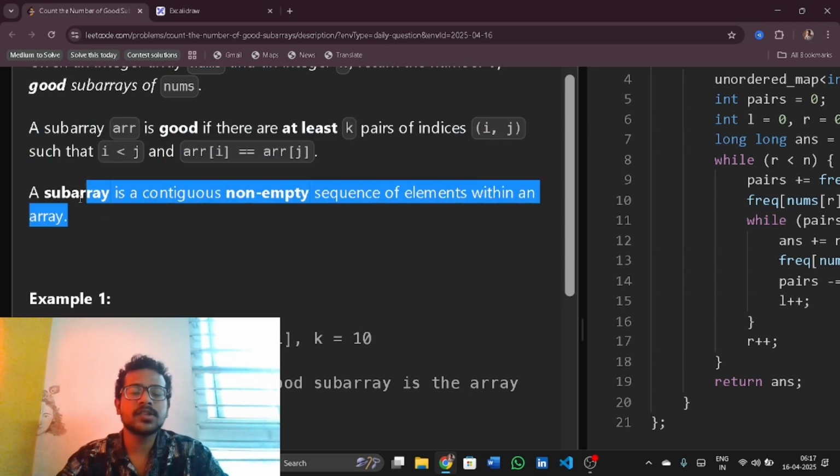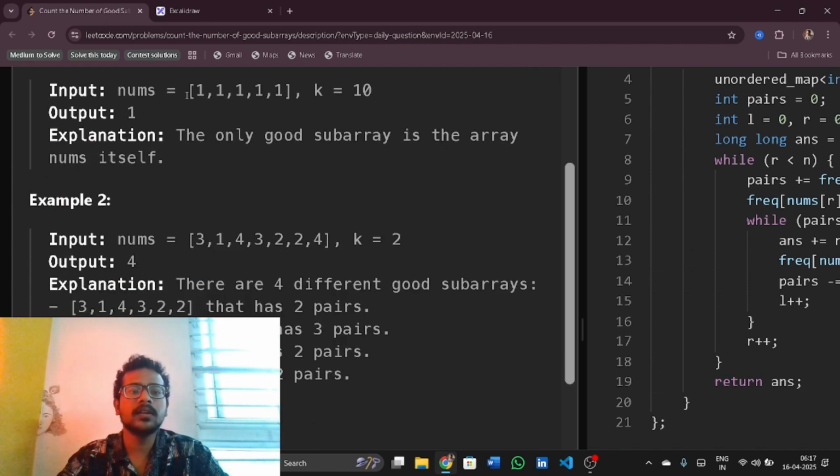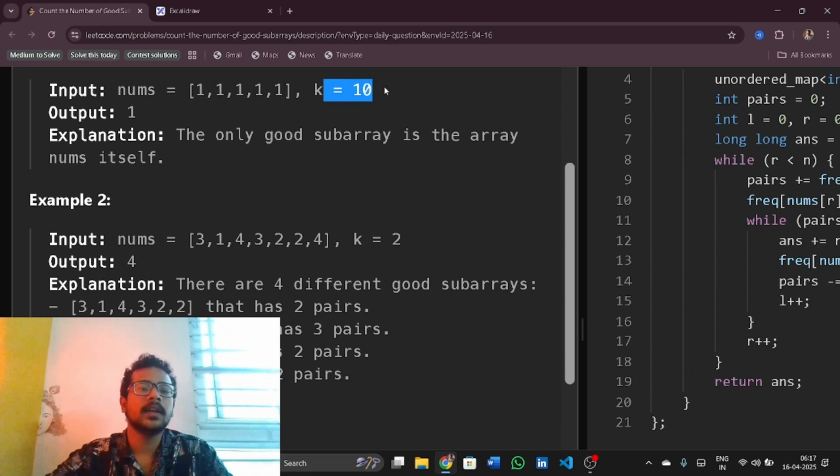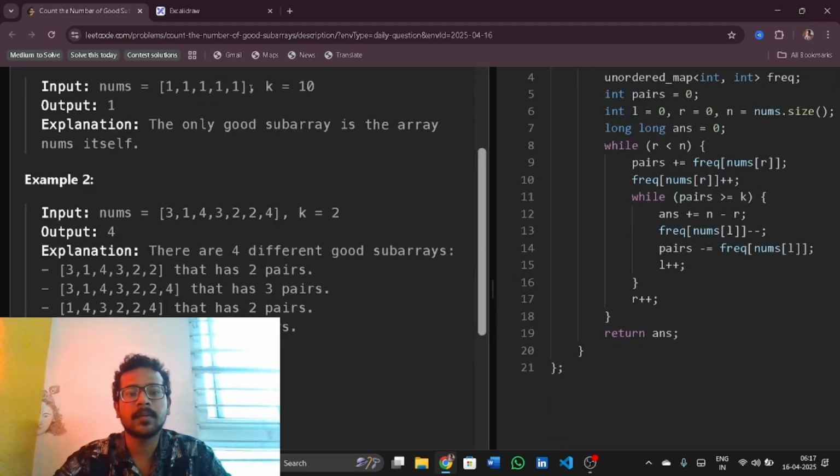A subarray is a contiguous non-empty subsequence of elements within an array. So if we see here 1 1 1 1 1 and k is equal to 10, the only good subarray is the array nums itself. Why? Because this is one subarray, and then this is another subarray, and so on. This is another one, and this is another one. If I take this as another subarray, and this as another, there are 10 subarrays, right?